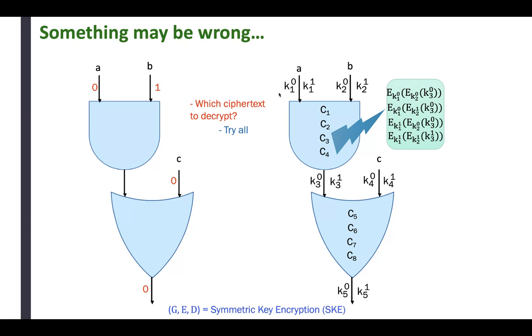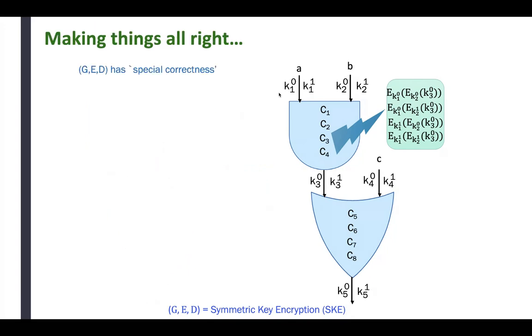Now something wrong will happen, right? When you use any secret key encryption, then decryption will simply work for all, and you will get something from all the ciphertexts. But you don't know which decrypted message you should go for. And that is why we can't use a plain, standard, typical secret key encryption. We have to use a secret key encryption with special correctness.